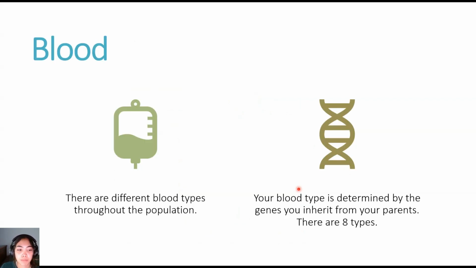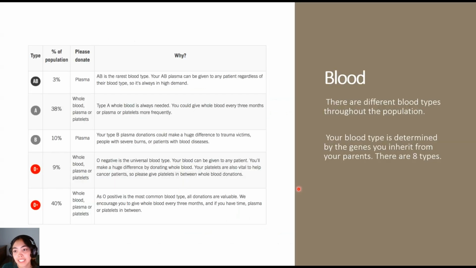So there are different blood types throughout the population. I'm sure you've all heard of blood types before, A, B, O negative, O positive, AB. And your blood type is pretty much determined by the genes you inherit from your parents. So I inherited my thalassemia from my mum's side. Brilliant. There are 8 types of blood in total.